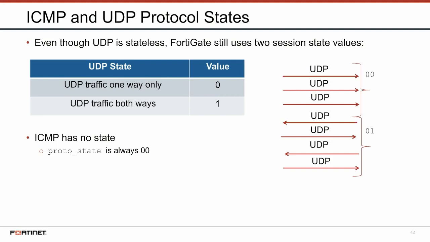Although UDP is a message-oriented stateless protocol, it doesn't inherently require confirmed bidirectional connections like TCP, so there is no connection state. However, FortiGate's session table does use the proto_state field to track unidirectional UDP as state 0 and bidirectional UDP as state 1. When FortiGate receives the first packet, it creates the entry and sets the state to 0. If the destination replies, FortiGate updates the state flag to 1 for the remainder of the conversation. Notably, ICMP such as ping and traceroute have no protocol state and will always show proto_state equal to 00.